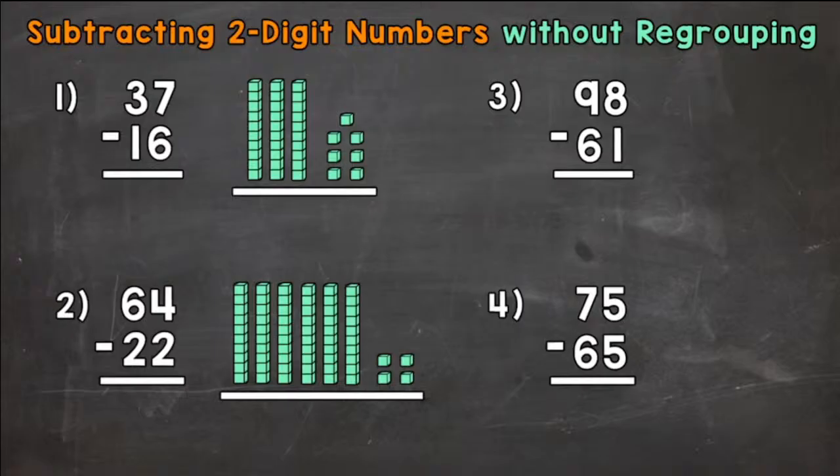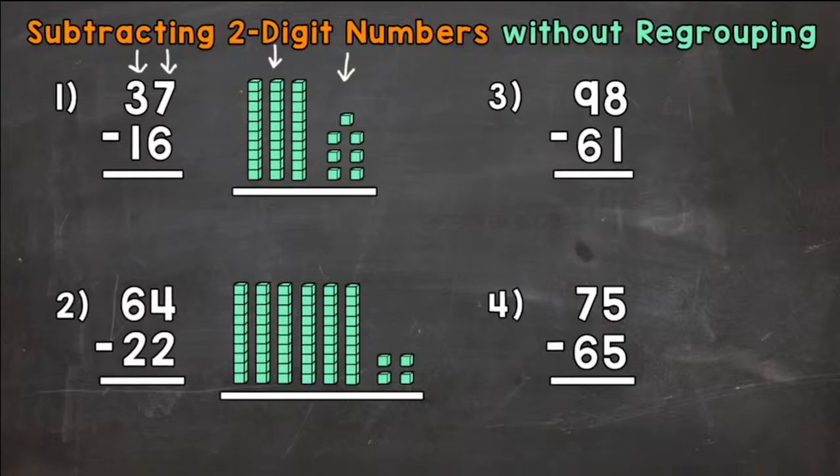To the right of the problem, I have 37 represented by base 10 blocks. So 37 has a 3 in the tens place. That represents 3 tens and has a value of 30. So here are our 3 tens. And then we have a 7 in the ones. So that 7 represents 7 ones and has a value of 7. Here are our 7 ones. Now that we have that, we can subtract.